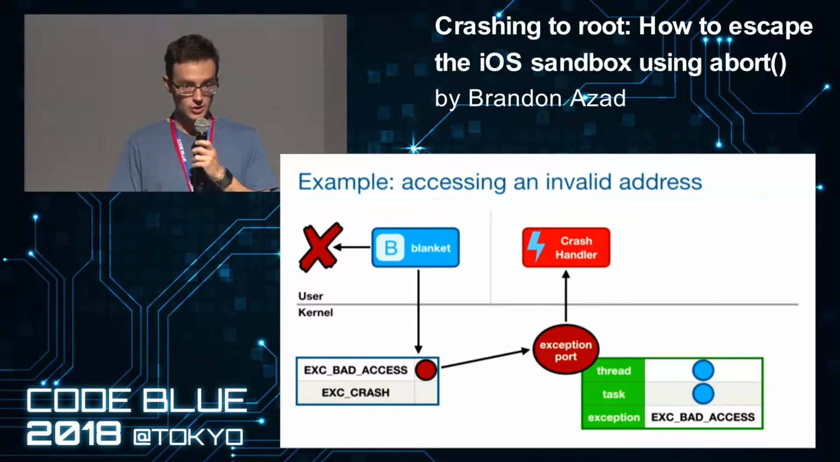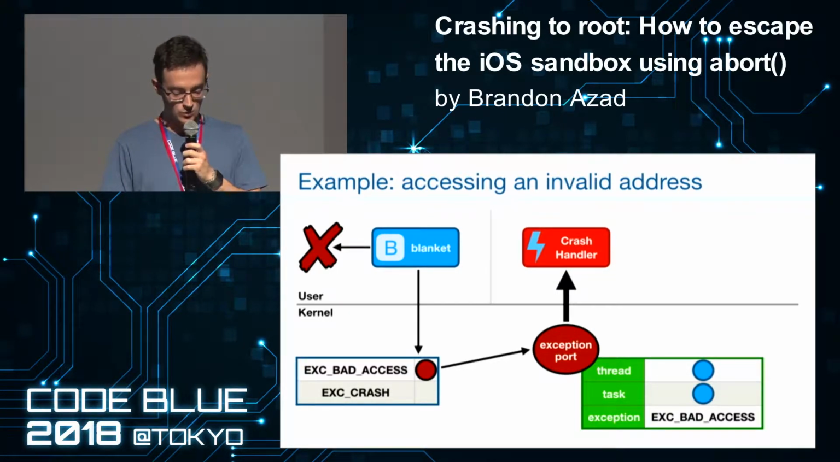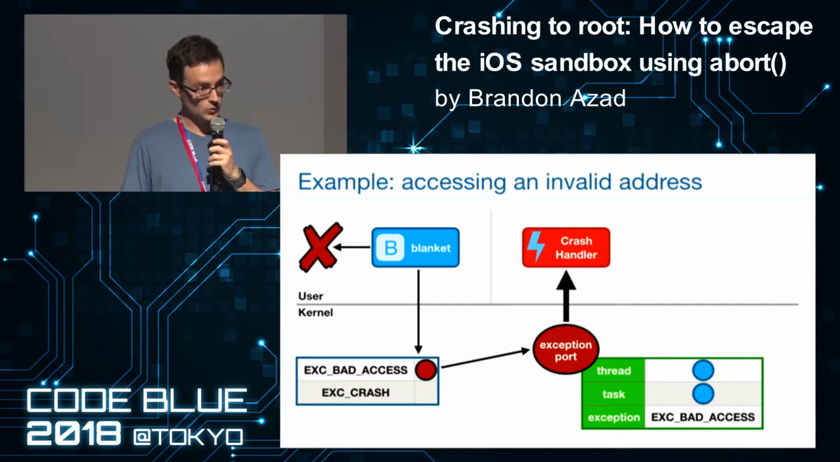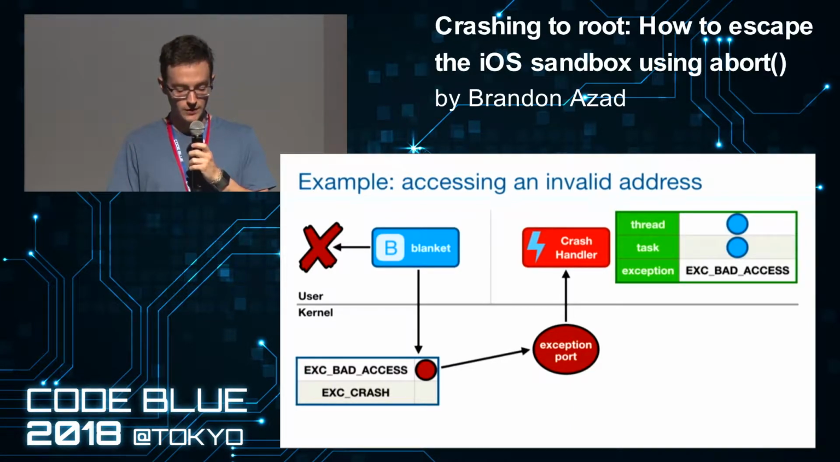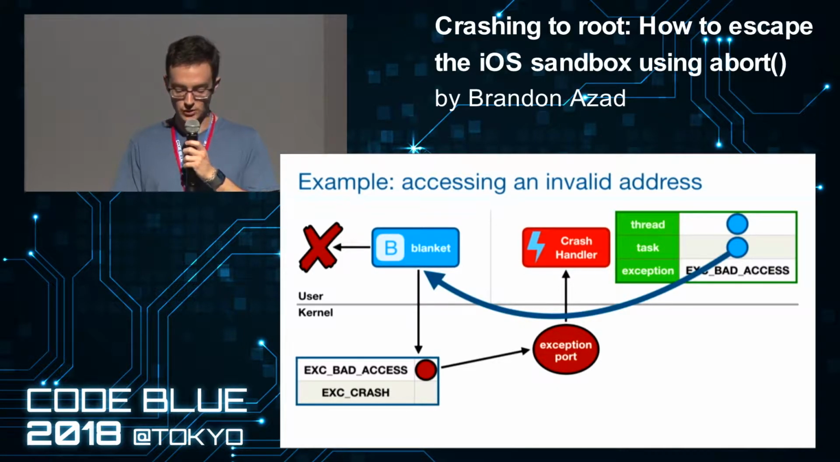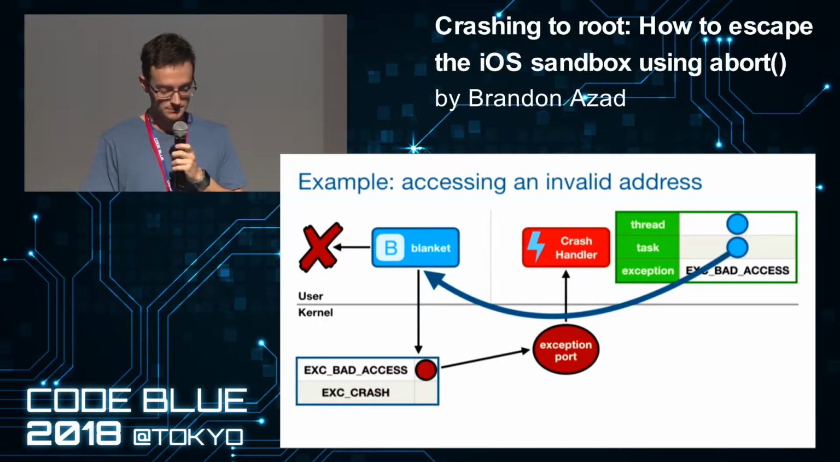The kernel will then enqueue a Mach message containing details about the exception on the port, and when the crash handler process listens on the port for new messages, it'll receive a copy of that message in user space. At this point, the crash handler process can use the task and thread ports in the message to inspect or even to fix up the crashing process.